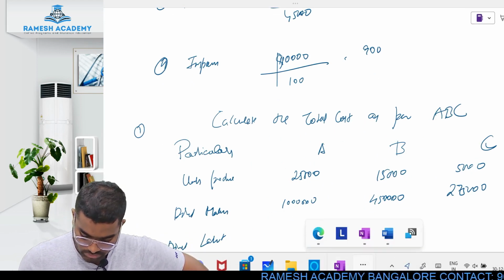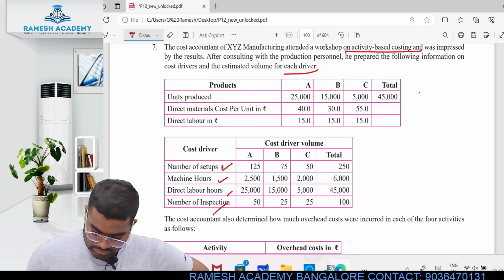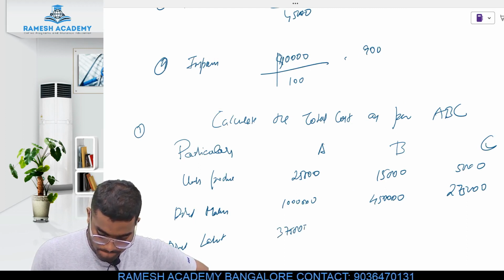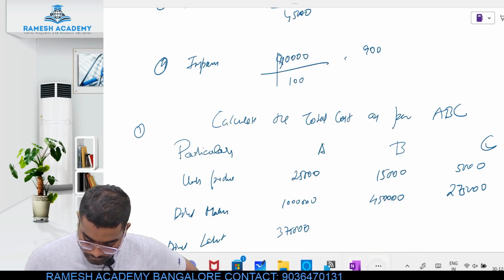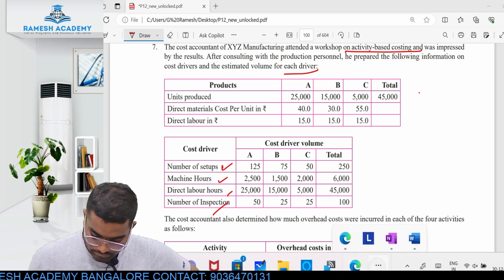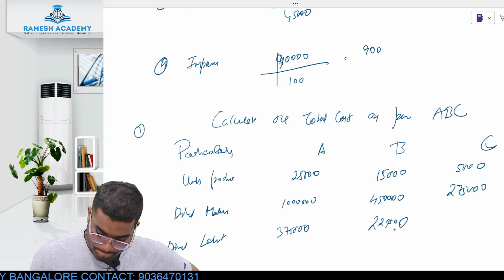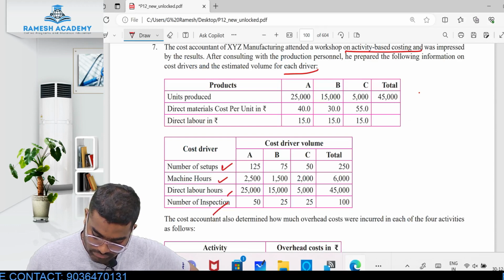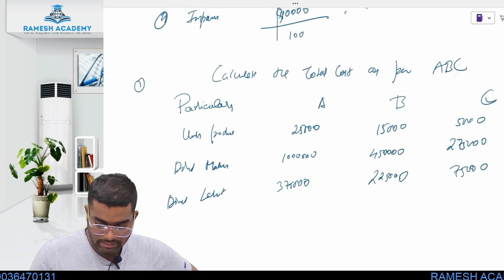Next we'll go with labor. Labor is 25,000 into 15, which is 3,75,000. Then we have 15,000 into 15 again, 2,25,000. Next we have 5,000 into 15, then 75,000. See, direct material, direct labor is done.